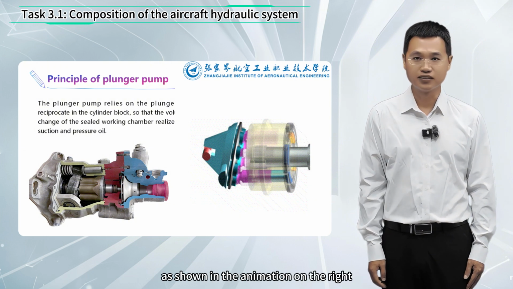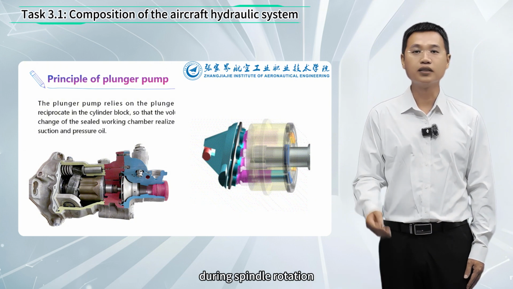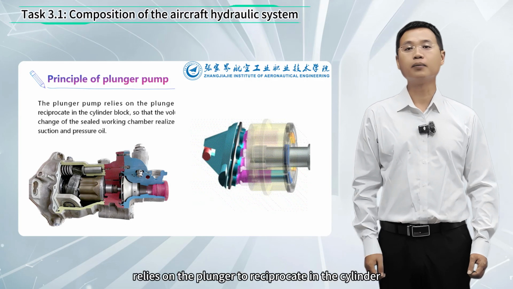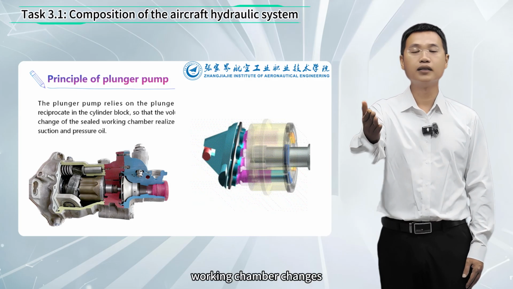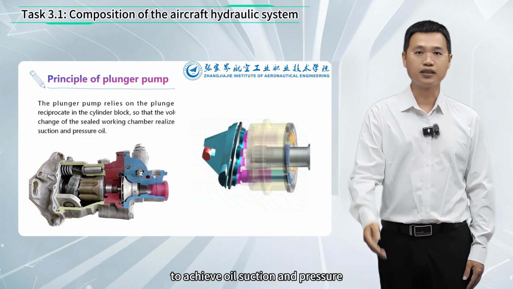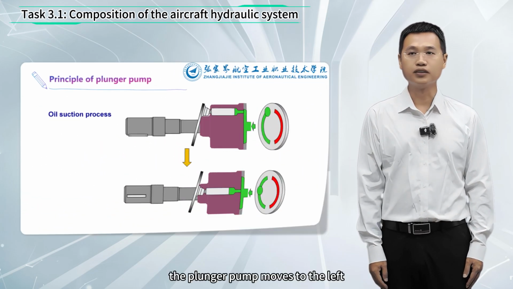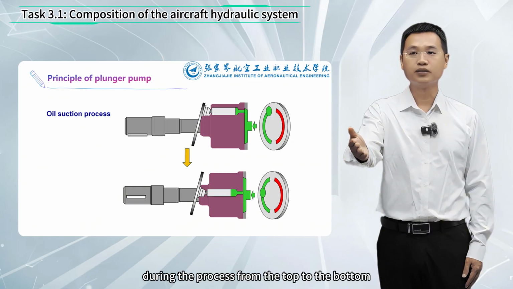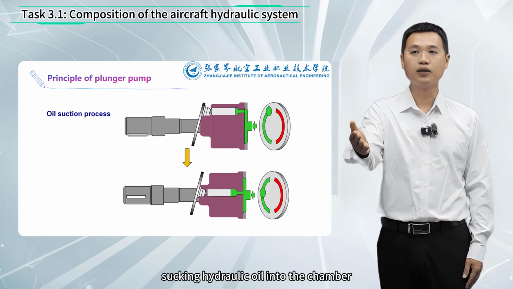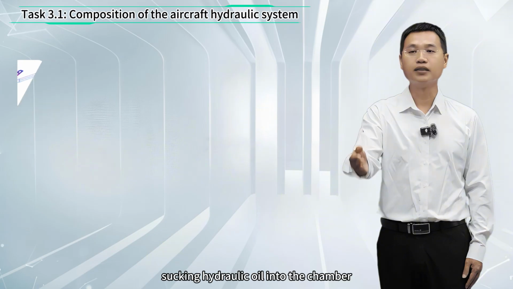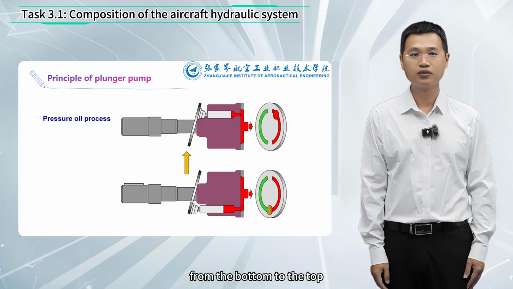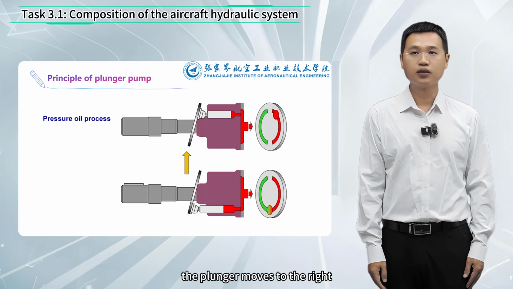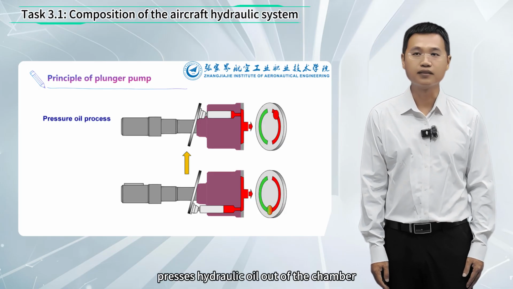As shown in the animation on the right, during spindle rotation, the plunger pump relies on the plunger to reciprocate in the cylinder, so that the volume of the sealed working chamber changes to achieve oil suction and pressure. The plunger moves to the left during the process from the top to the bottom, sucking hydraulic oil into the chamber. During the process from the bottom to the top, the plunger moves to the right and presses hydraulic oil out of the chamber.